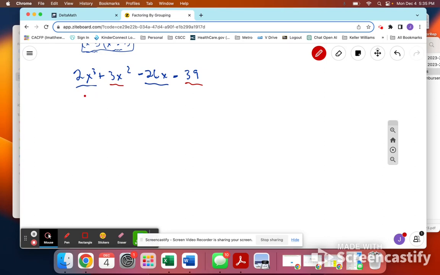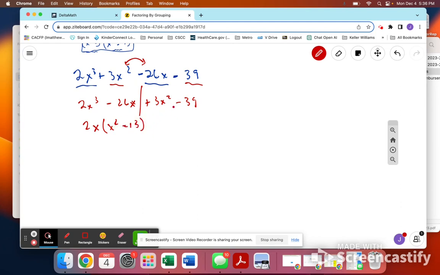All right. Now, if you can do that in your head, cool. I have to write it out again. So 2x cubed minus 26x, because I want this one over there with it, plus 3x squared minus 39. I just switched the sides here. Now I'm going to look at it like this. I have a 2 that can come out of both of these and an x that can come out of both of these. What's left here is an x squared and minus 13.